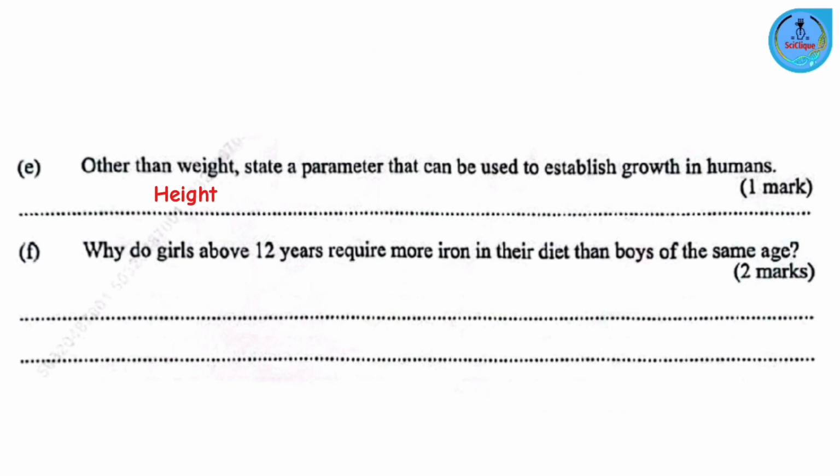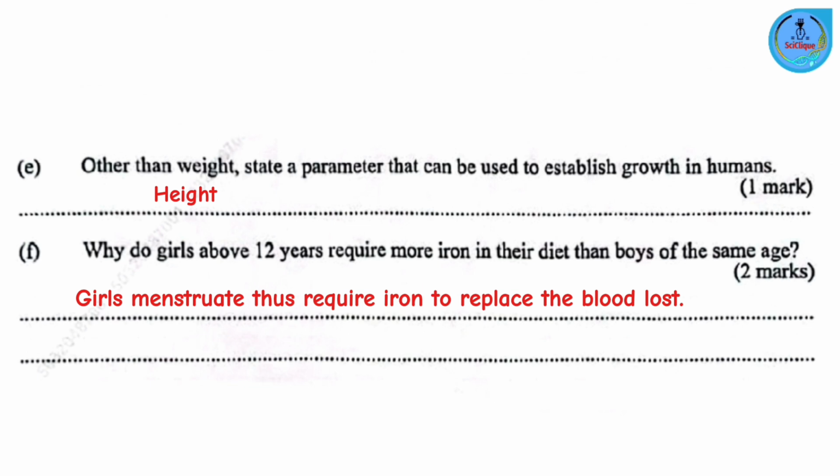F. Why do girls above 12 years require more iron in their diet than boys of the same age? Now, this is because on hitting puberty, girls menstruate, and through menstruation, they lose blood. So this is something that happens every cycle. So to compensate for the blood lost, they require more iron from their diet, from their food. Now, this is because iron is required for the production of hemoglobin.